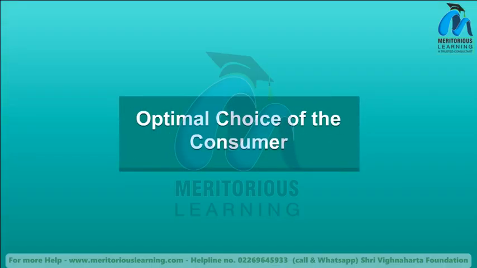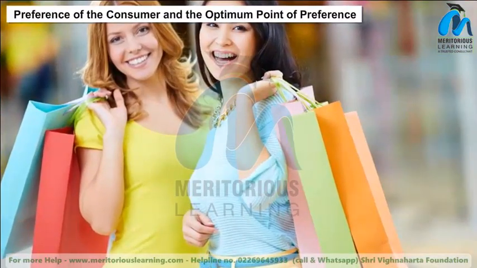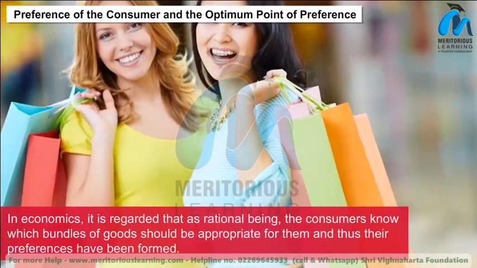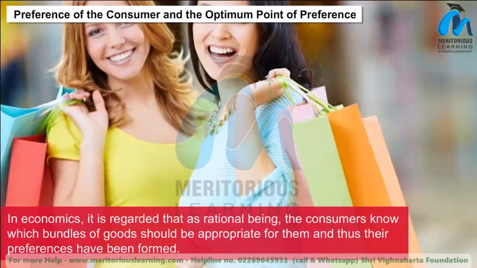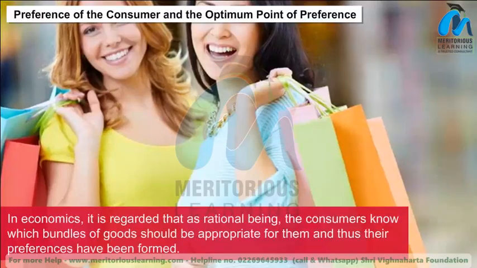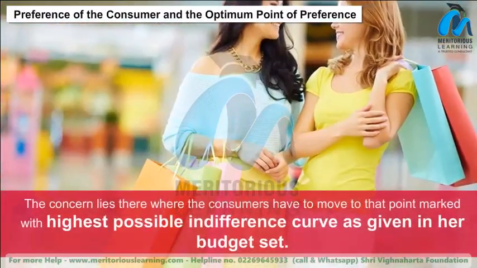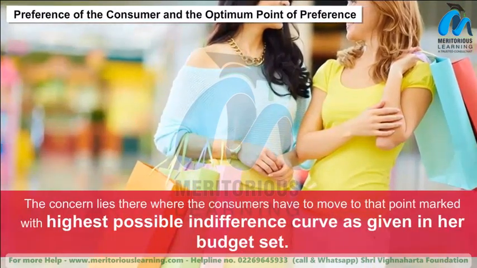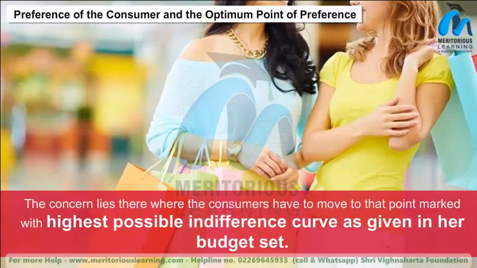Optimal choice of the consumer. Preference of the consumer and the optimum point of preference. In economics, it is regarded that as rational beings, consumers know which bundles of goods are appropriate for them, and thus their preferences have been formed. The concern is that consumers have to move to the point marked by the highest possible indifference curve, as given in a budget set.